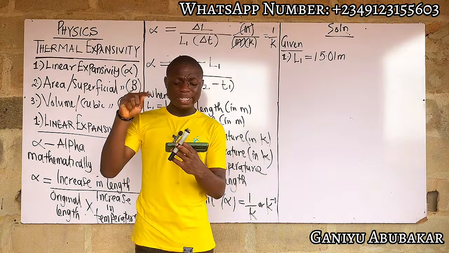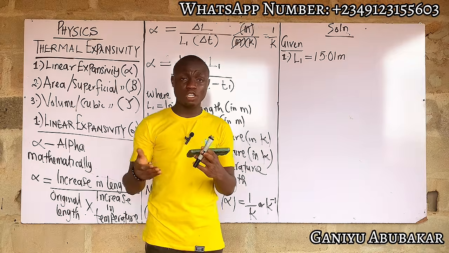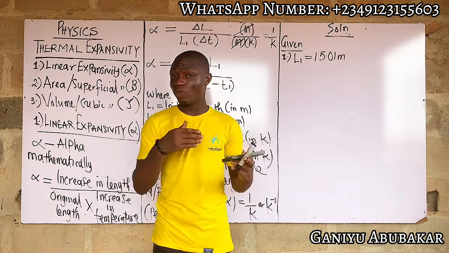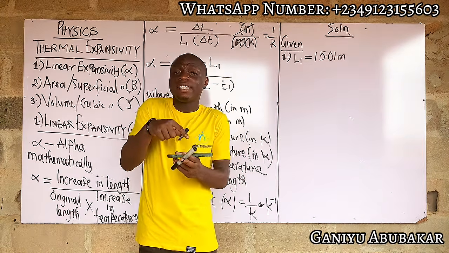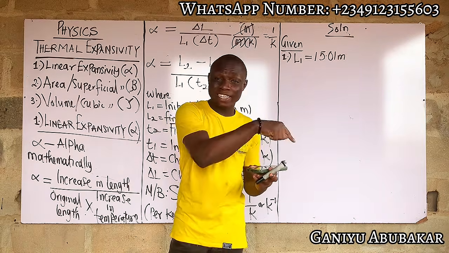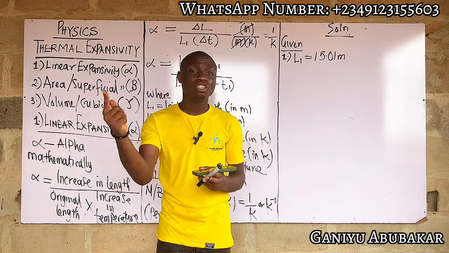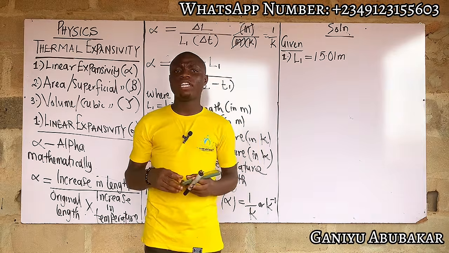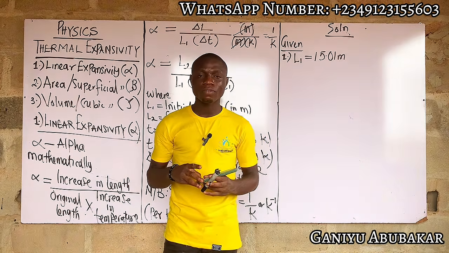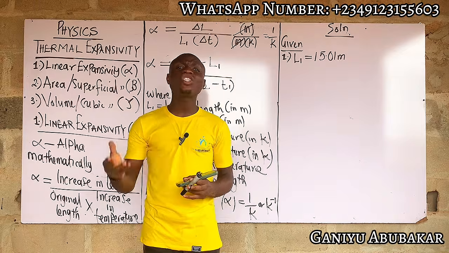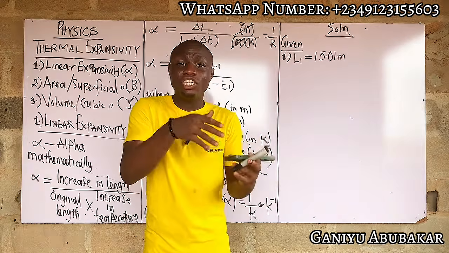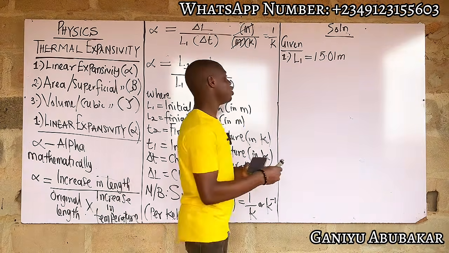I'm hearing the words its temperature rises by 60 degrees Celsius. So I'm asking you now, that 60 degrees Celsius, is it T2 or T1? Is it final temperature or initial temperature? Think about it a little bit. Of course, that 60 degrees is not the final temperature, and it's not the initial temperature. It's simply the change in temperature.